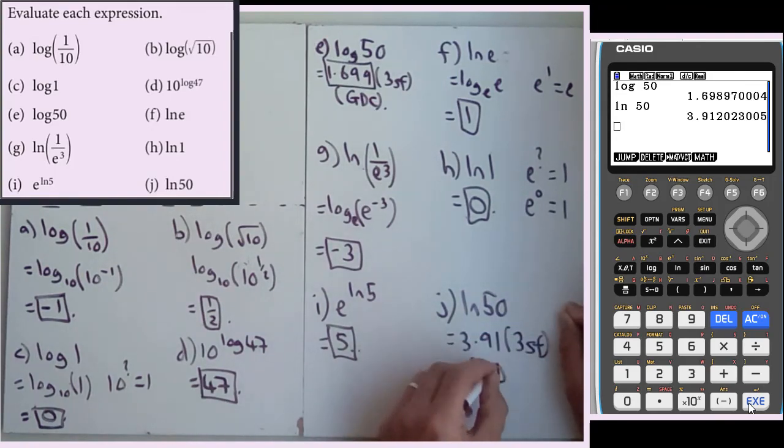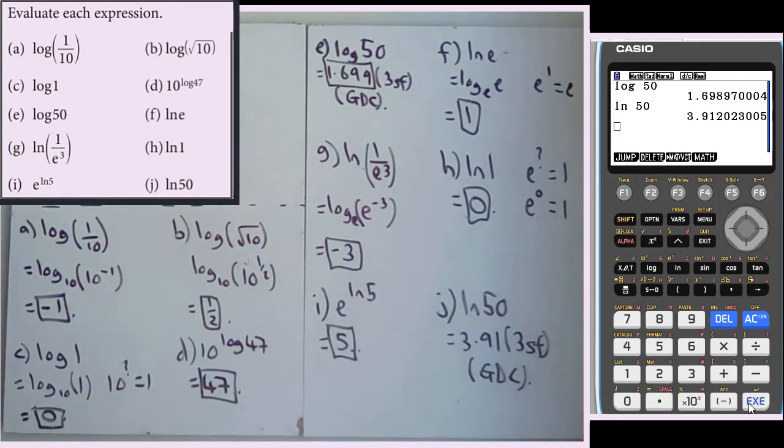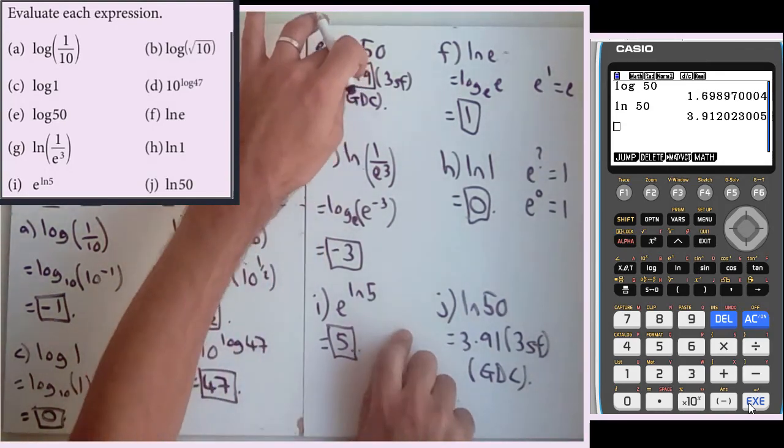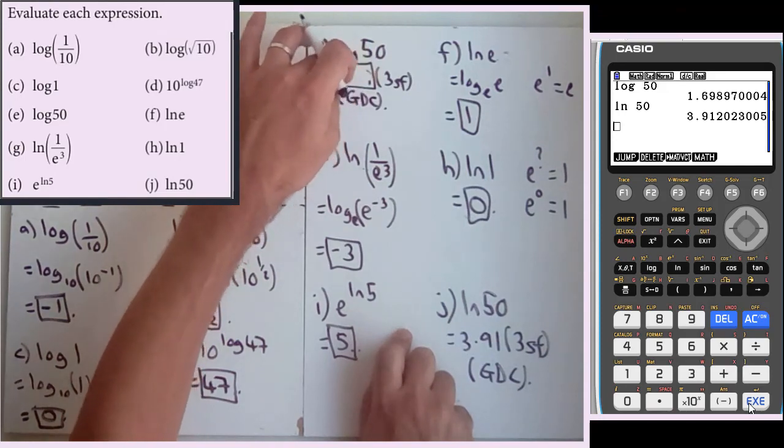That was using the GDC, and actually now I've looked at that, I've just realised that part E was just 3 decimal places, which would be poor. So let's change this to 1.70.